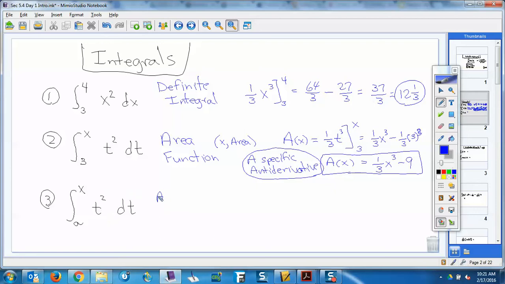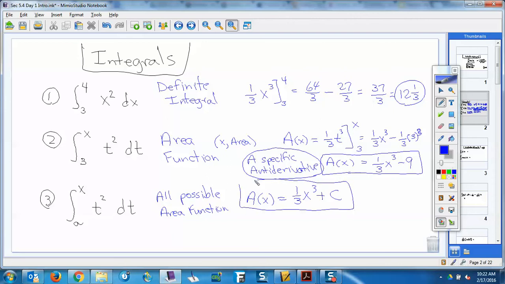Well, that's all possible area functions, right? Because what's different about this one from number 2? We don't know the left endpoint, right? So the left endpoint would be all those. So by changing the left endpoint, we get all those vertical shifts, right? So it's all possible area functions. So here it would be 1/3 x cubed plus c, right? There would be no way of finding the c value.